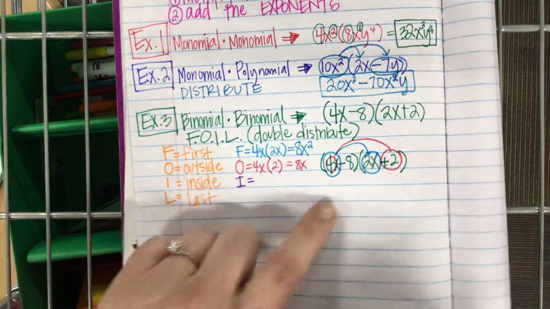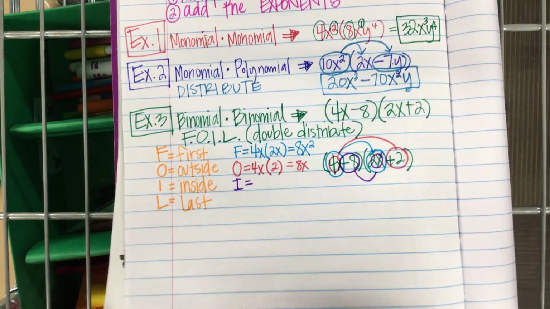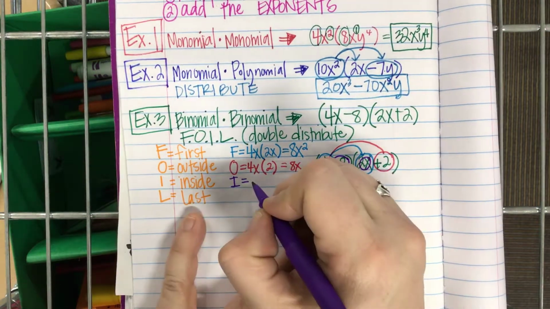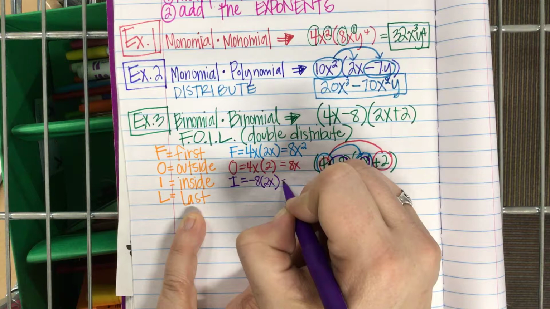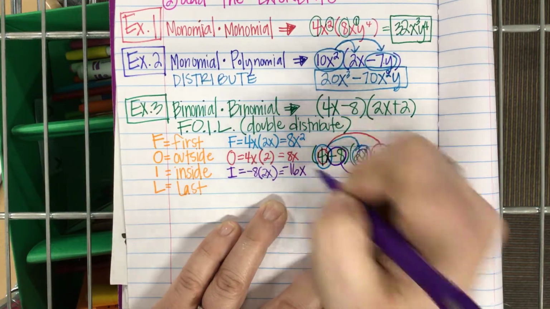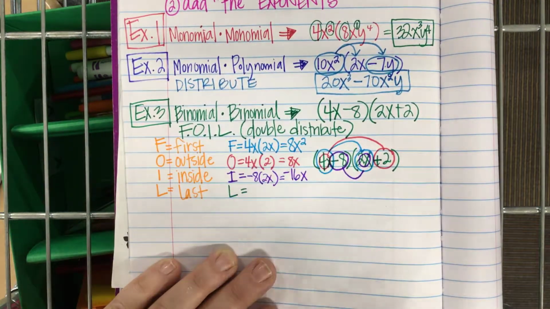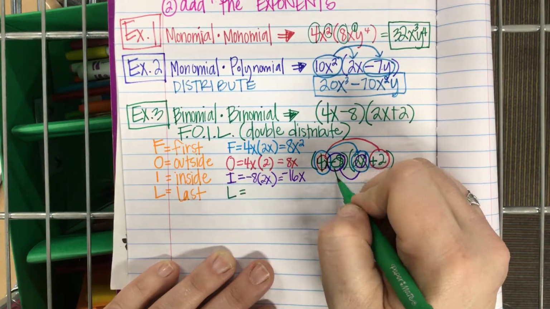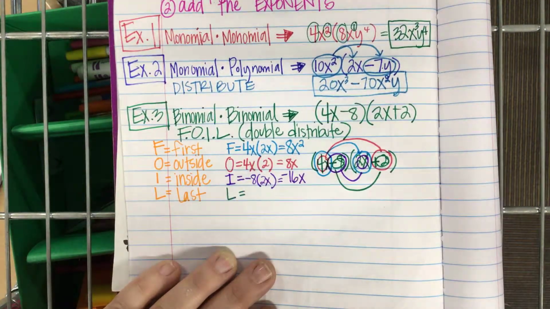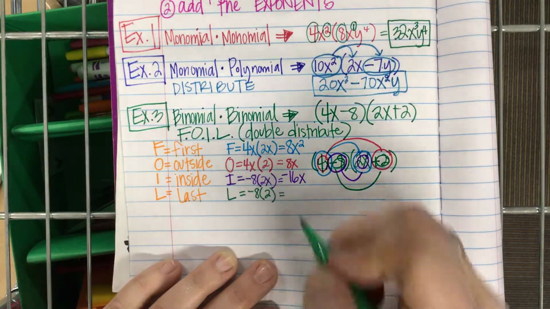I stands for inside, meaning I'm going to now take negative 8 times 2x. Negative 8 times 2x is what? Negative 16x. First, outside, inside, last. Negative 8 times 2 is negative 16x.